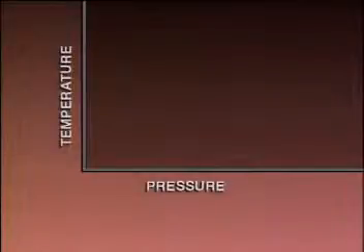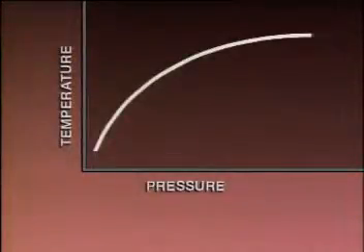At 1000 psi, the saturation temperature of water is 545 degrees Fahrenheit. When the saturation temperatures for water at different pressures are plotted on a temperature versus pressure chart, a line is formed showing the relationship between saturation temperature and pressure.